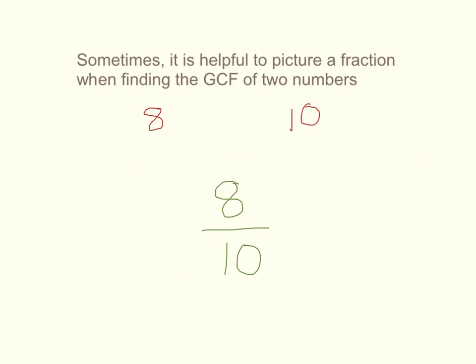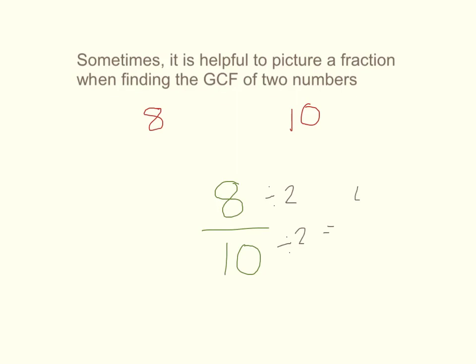Once again, sometimes it is helpful to picture a fraction when finding the greatest common factor of two numbers. So say, for example, I'm taking the numbers 8 and 10. If I were to write this as a fraction of 8 over 10, I can first decide that 2 is a number that can go into 8, and it can also go into 10 because both 8 and 10 are even numbers. So I'm going to divide both the top and the bottom by 2.